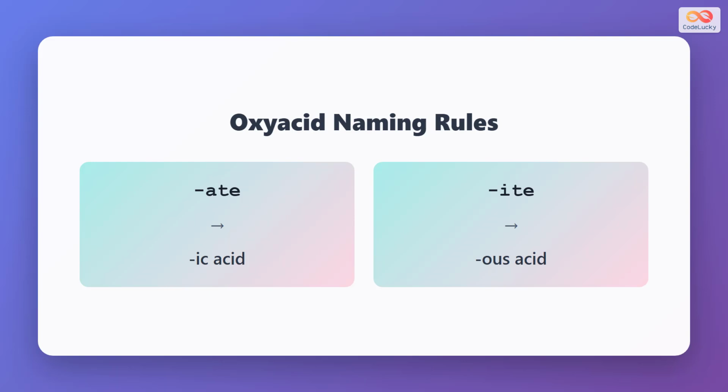Here are the two essential rules for naming oxyacids. First, if the polyatomic ion ends in ate, you change the ending to ic acid. For example, sulfate becomes sulfuric acid. Second, if the polyatomic ion ends in ite, you change the ending to -ose acid. For example, sulfite becomes sulfurous acid. These two rules are the foundation for naming all oxyacids. Let's see how these rules apply to real examples.